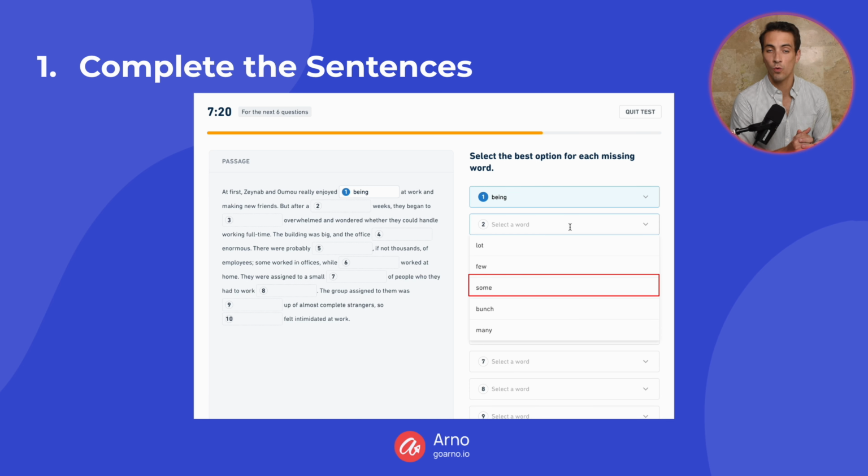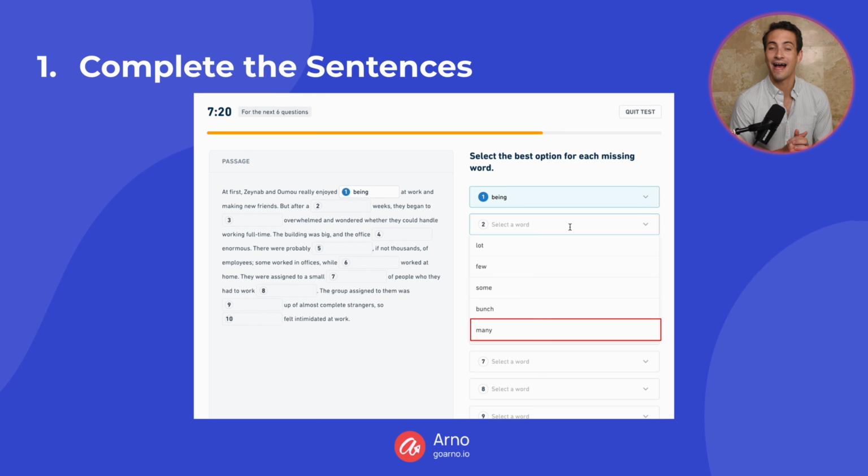What about number 4, bunch? But after a bunch weeks, they began to. This may be a little more difficult because bunch is a bit of slang. It's an English idiom. But with bunch, like with a lot, you need "of" after. So if the sentence was "but after a bunch of weeks," that would be correct. But there is no "of" in this sentence, therefore bunch is incorrect.